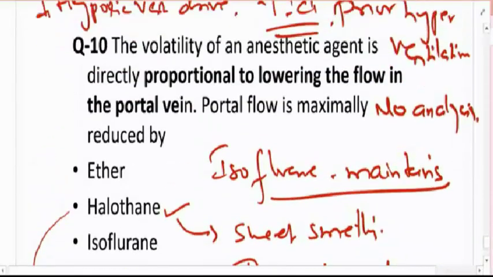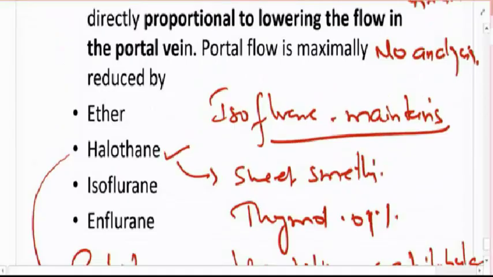So, the answer to question number 10 is halothane, that causes maximum lowering. On the other hand, isoflurane maintains, and enflurane also lowers it, but not to the extent halothane does.